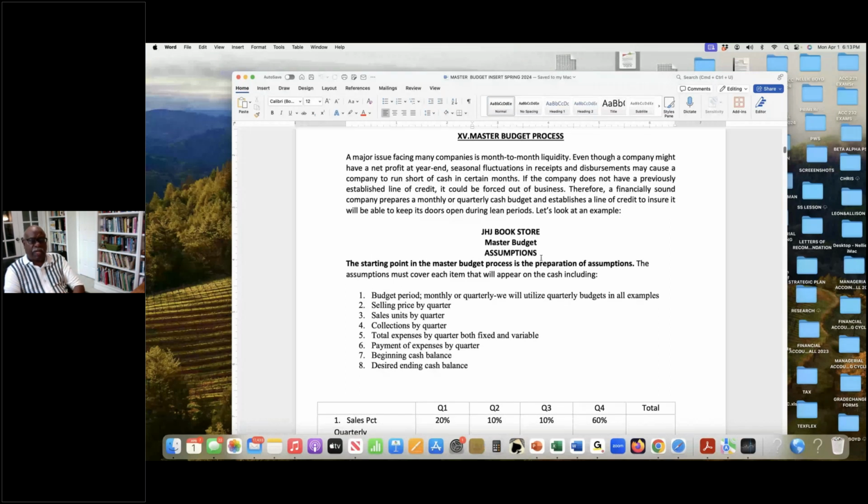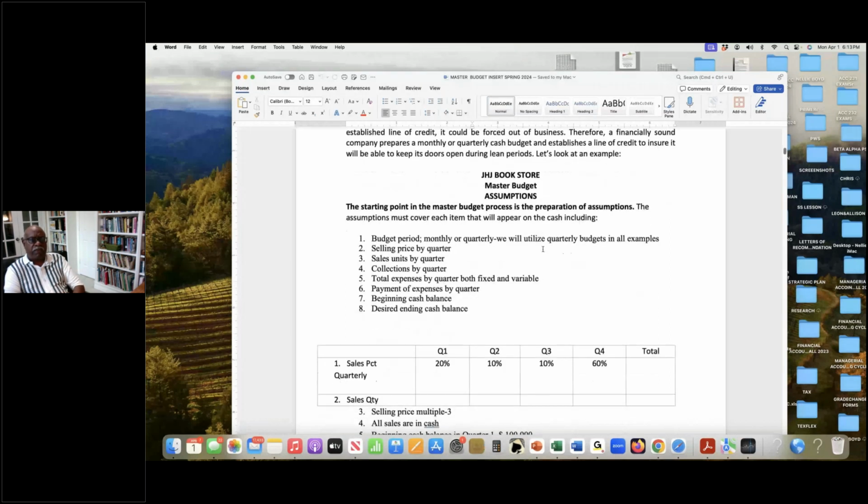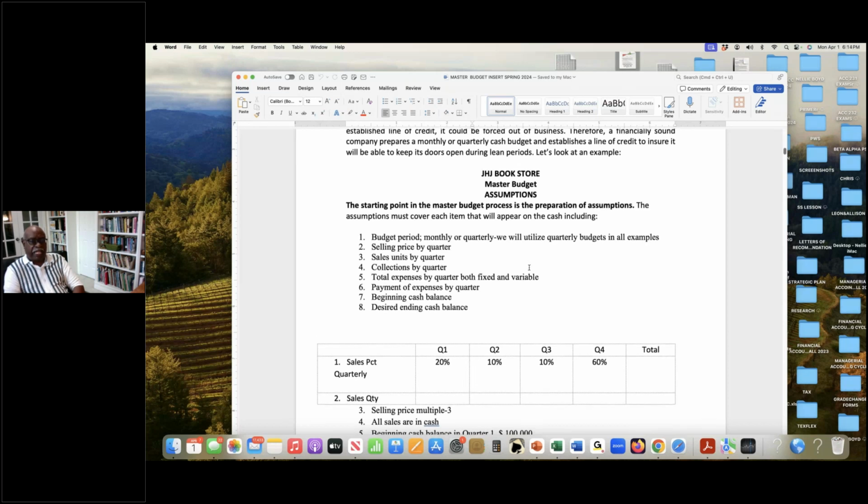Now, we need the budget period, monthly or quarterly, and we'll be doing it quarterly. We need a selling price by quarter. We'll keep that the same. Sales units by quarter, collections by quarter, total expenses by quarter. We have to know all of this. Payment of expenses by quarter, beginning cash balance, and desired ending cash balance. So we have to have assumptions on what those are going to look like.